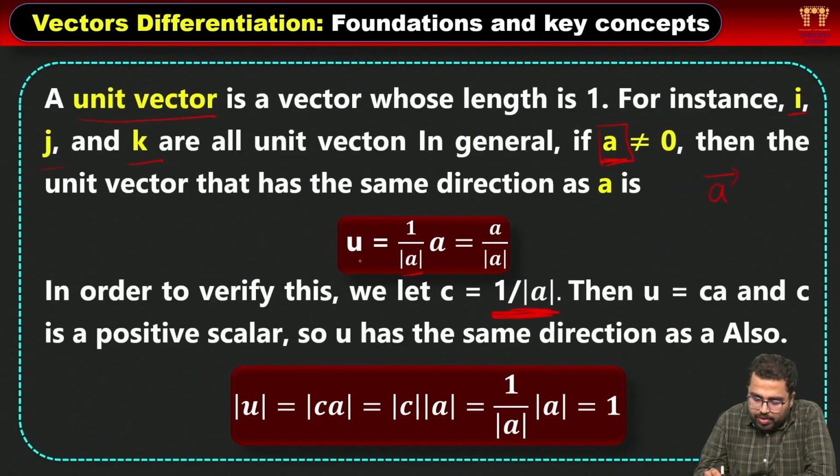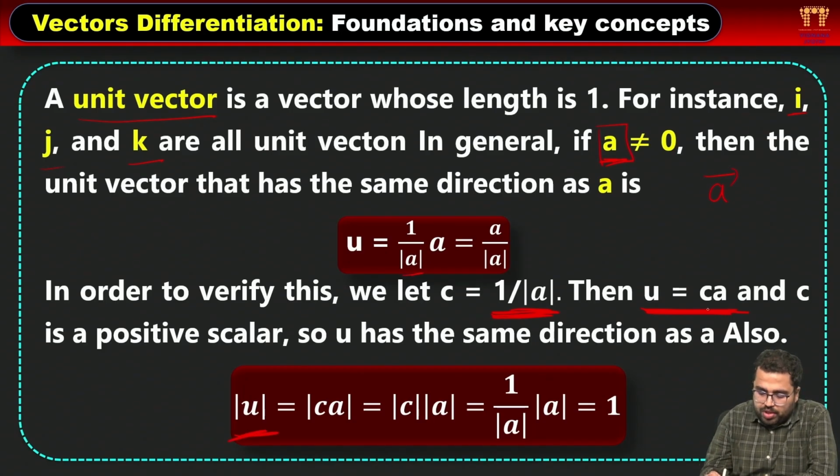Okay, so what will u be then? So u is nothing but ca. c is a positive scalar because c is nothing but 1 by modulus of a, and length is always positive. So u has the same direction as a. How? So modulus of u, if you find, u is ca, so we'll find the length of the new vector u, which is ca.